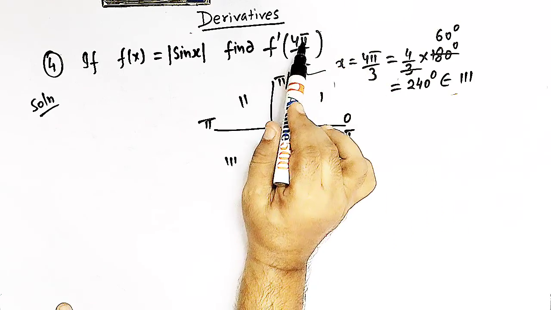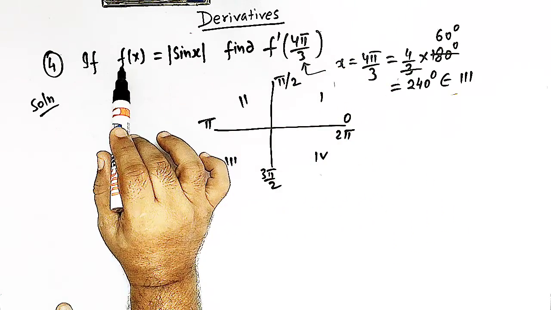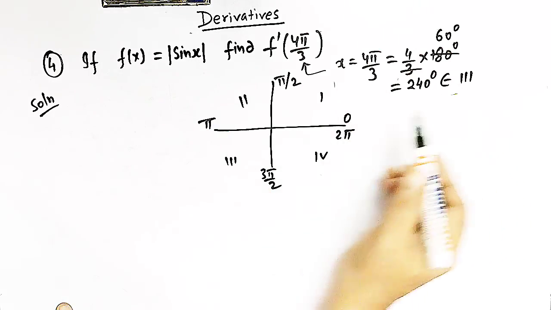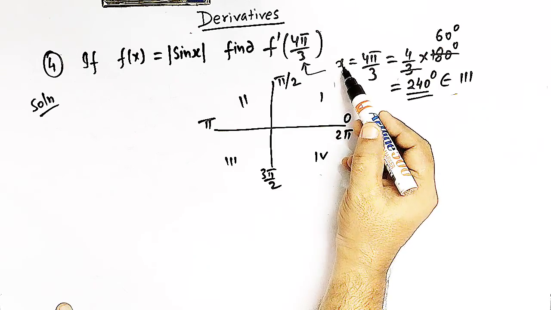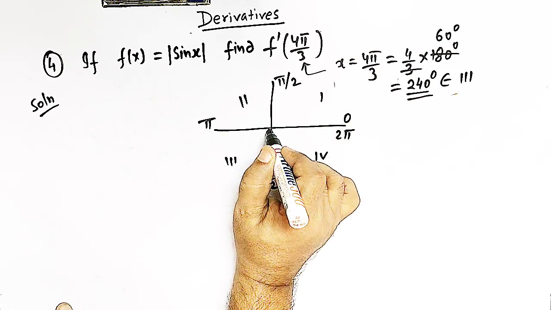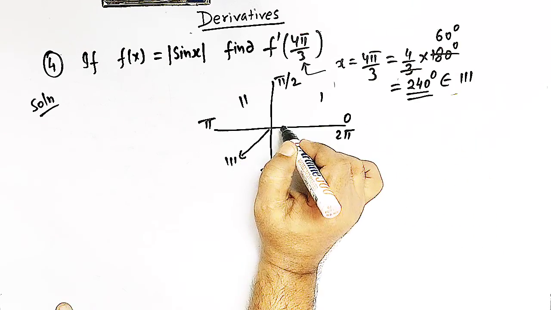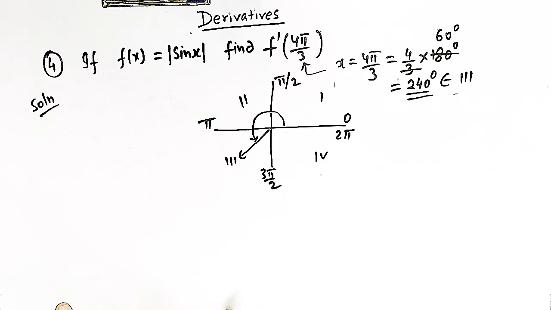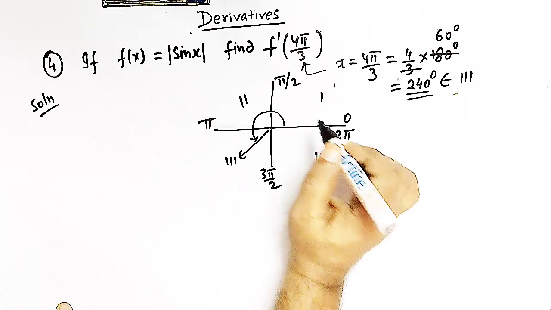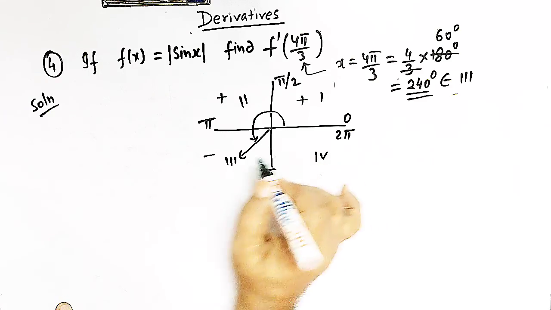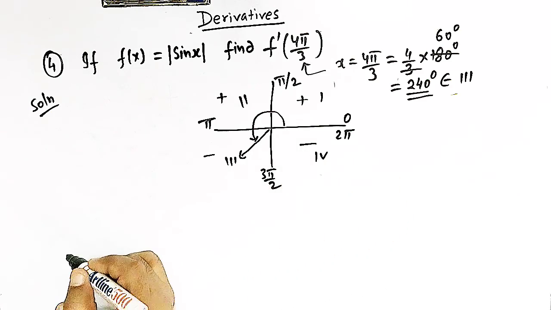So here the point at which we have to find the derivative of mod of sine x falls in the third quadrant, that is the value of x, which is 4 pi by 3. It falls in the third quadrant. So here we have this angle as 240 degrees, and according to the sign convention of sine function, sine x is positive in the first two quadrants, and it is negative in the third and fourth quadrant, right?